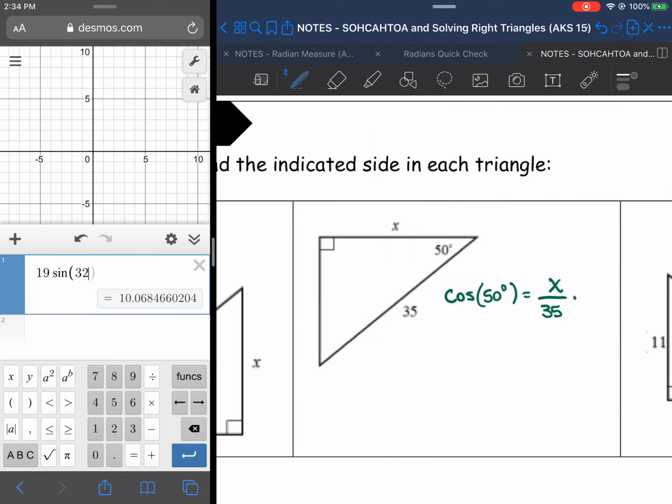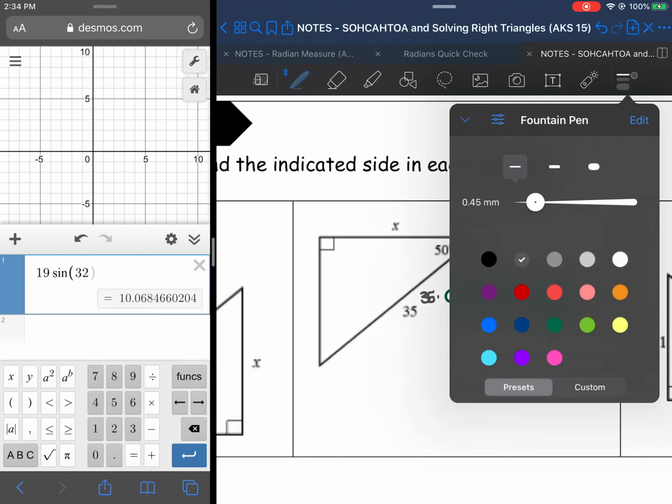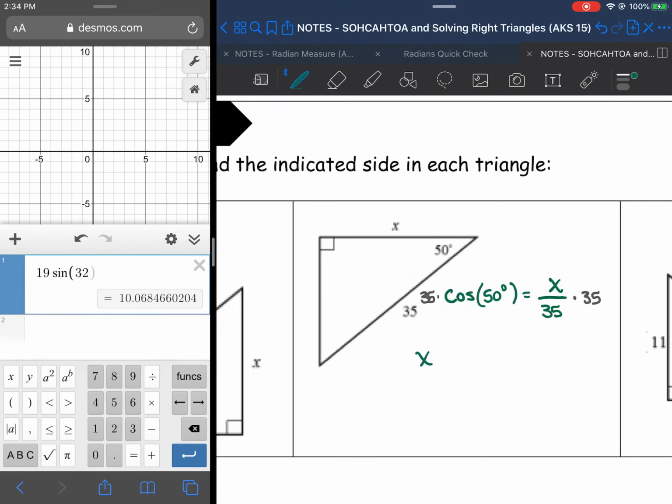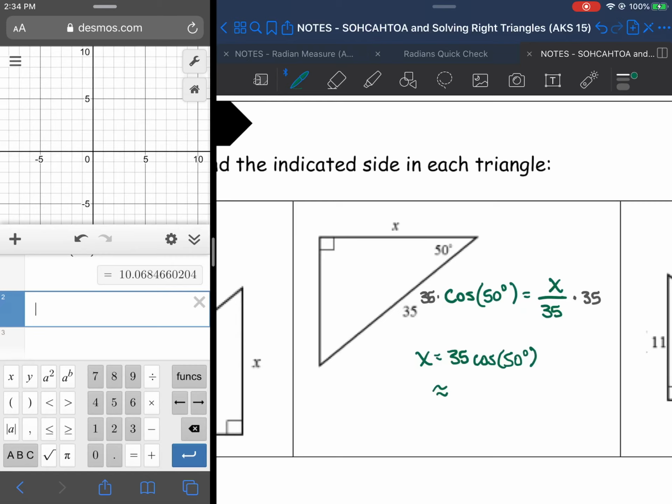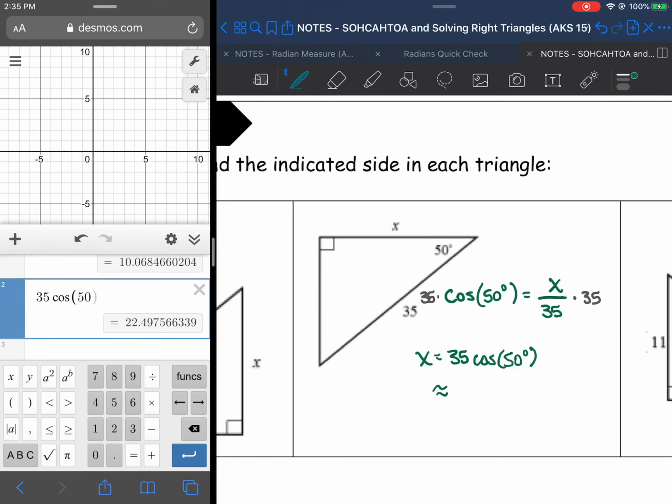Next, multiplying both sides by 35, we will get that x is equal to 35 times the cosine of 50 degrees. And again, using Desmos, let's go ahead and calculate this. We would say 35, functions, cosine 50 degrees, and that'd be approximately 22.5.